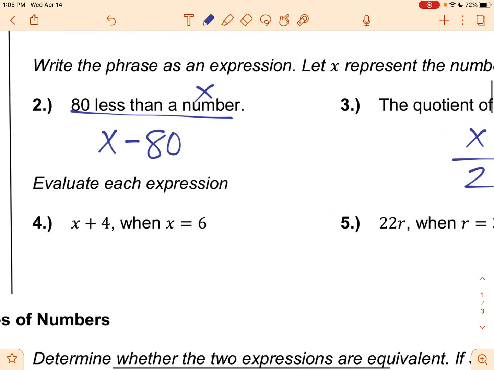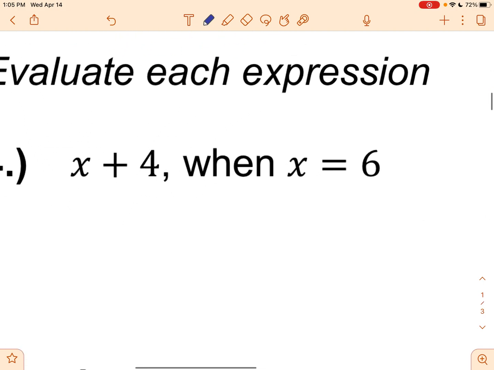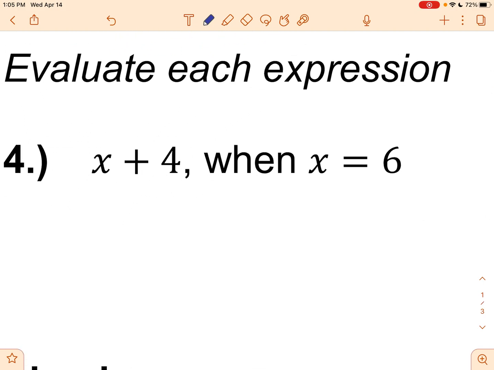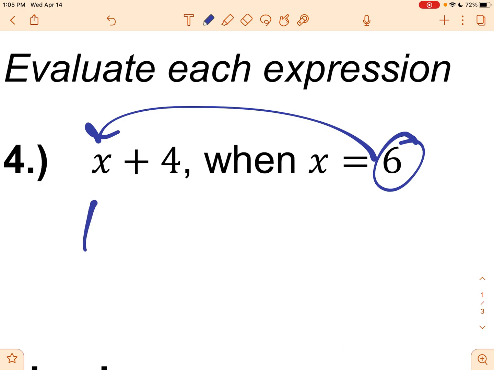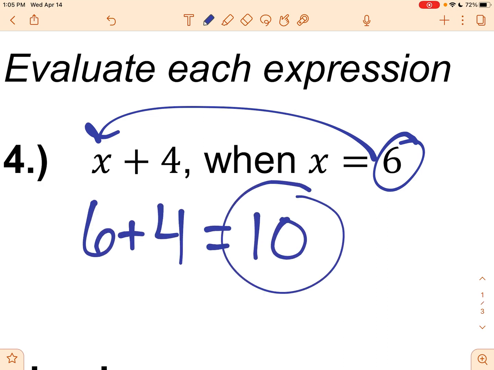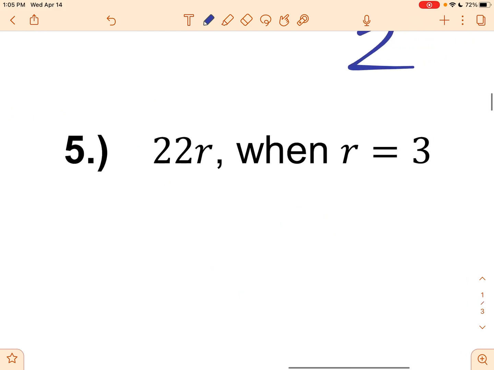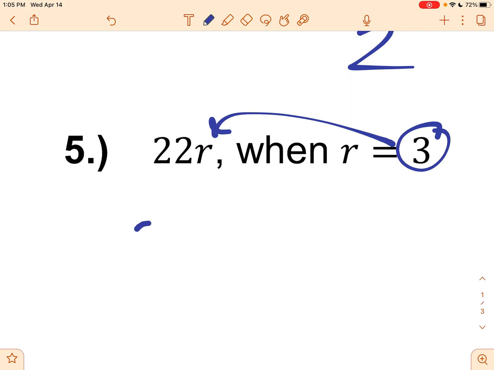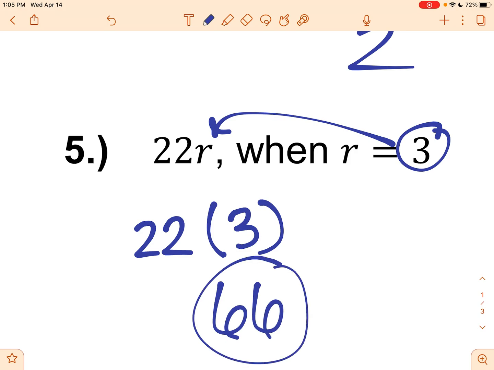Moving on to number 4, evaluate the expression. X plus 4 when x equals 6. So we are plugging this 6 in for x. So we're taking 6 plus 4, which equals 10. Number 5, 22 times r, where r is equal to 3. So we're taking 22 times 3, which is 66.